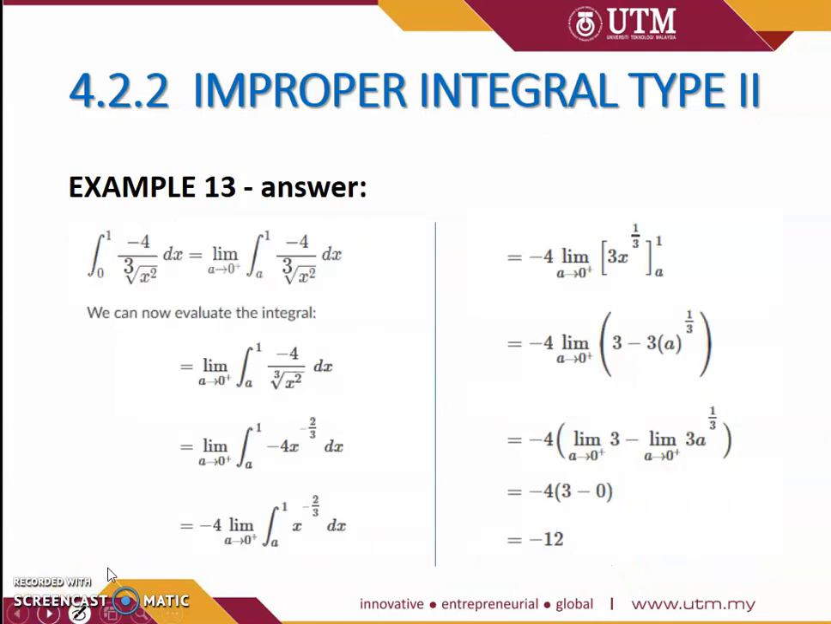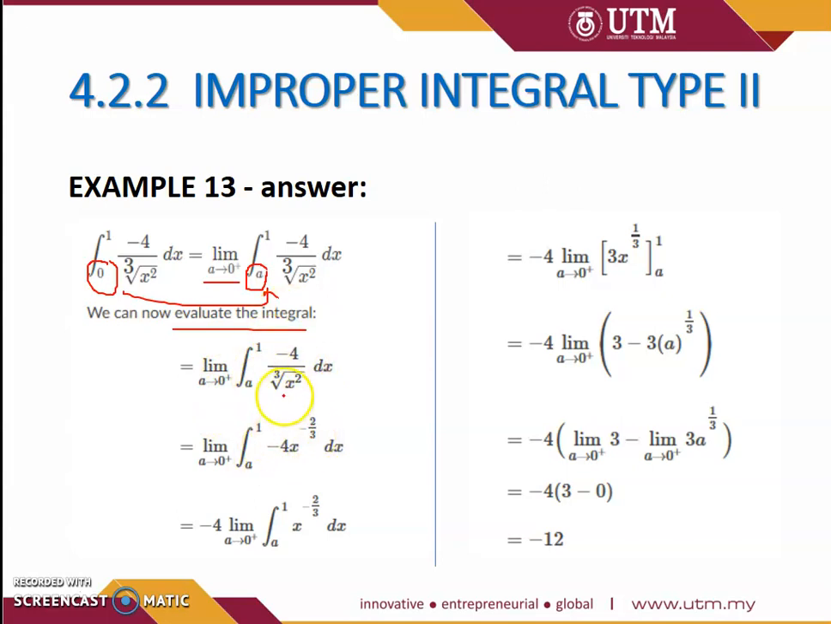Okay, let's look at the full answer. So we change the 0 with A, where A is the limit from A to 0 positive. Alright, so now we need to evaluate the integral. Since we already did the transformation from 0 to the limit, now we need to integrate as usual.